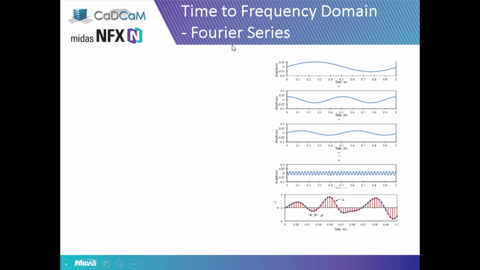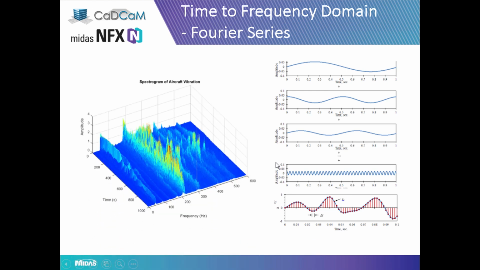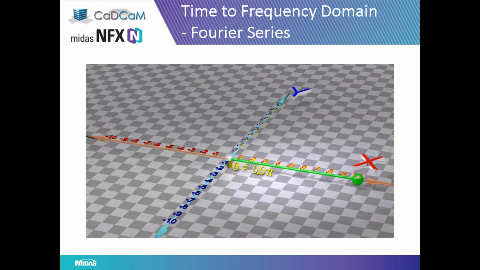Time domain, frequency domain, Fourier series. Let's see four examples of waveforms that have different amplitudes, different phases, and different frequencies. And let's see the time domain, the frequency domain, and the amplitude. Let's try to understand it via those two films that I will play right now.